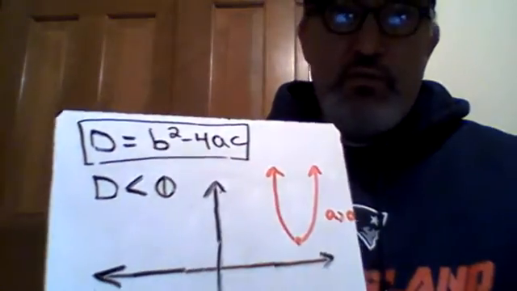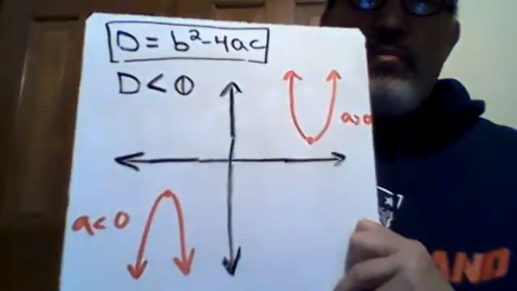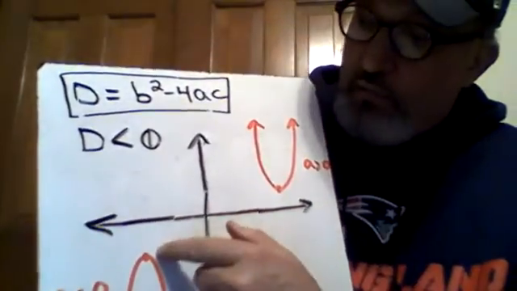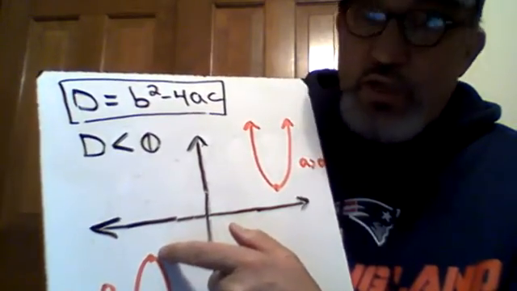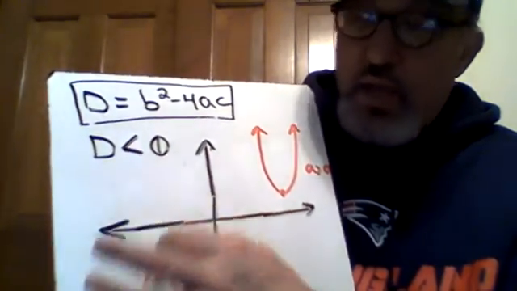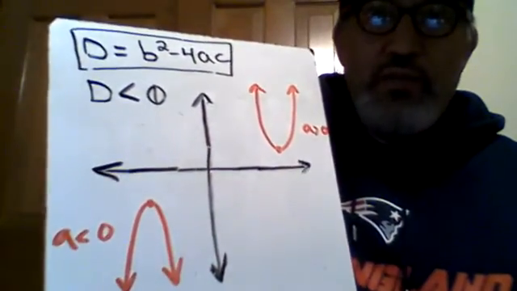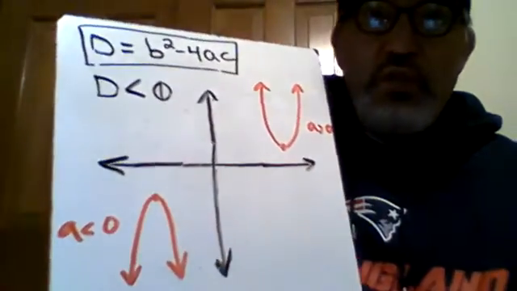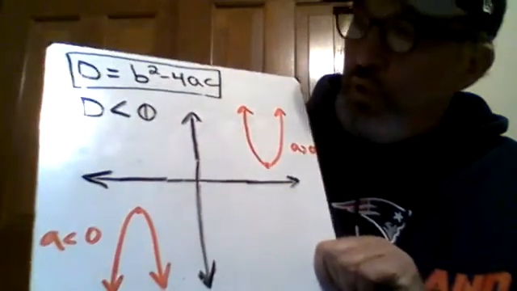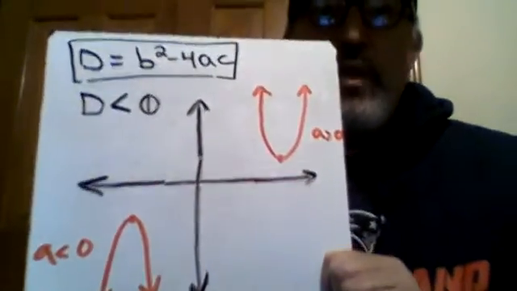discriminant is negative. And the other situation, you might have guessed, the parabola could open down. The A could be negative. If the A is negative, the parabola opens down. And I've sketched a parabola here where the vertex is below the x-axis and the parabola opens down. This parabola will never cross the x-axis. It's one of these two situations that happens when the discriminant is negative.